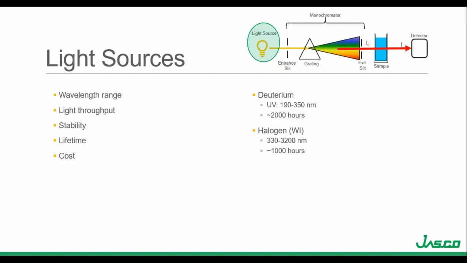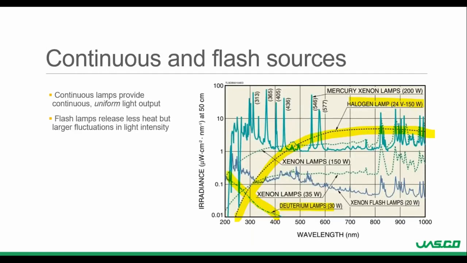JASCO spectrophotometers use deuterium and halogen light sources. The deuterium lamp is used for the UV region from 190 to 350 nanometers and lasts roughly 2,000 hours, while the halogen lamp covers a broader spectral range from 330 nanometers to 3,200 nanometers and lasts about 1,000 hours. Both the deuterium and halogen lamps used are continuous sources, although the D2 is also a line source.